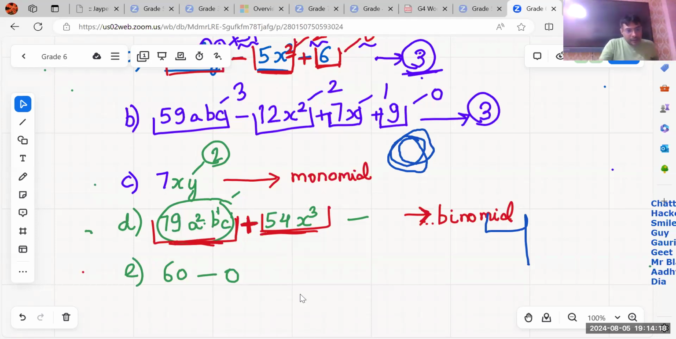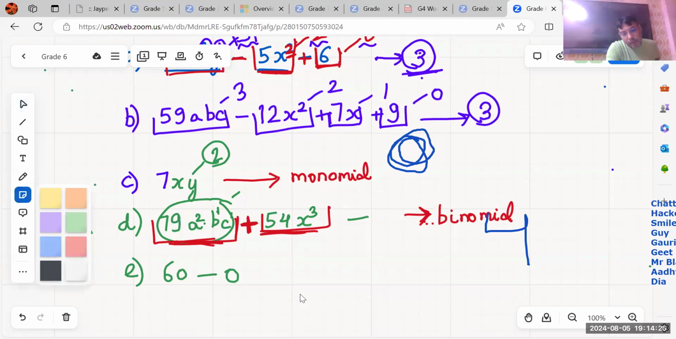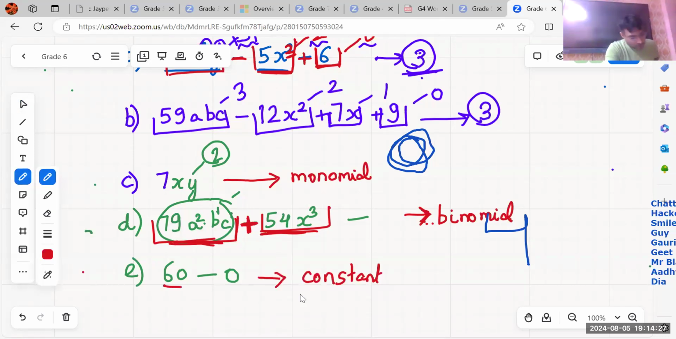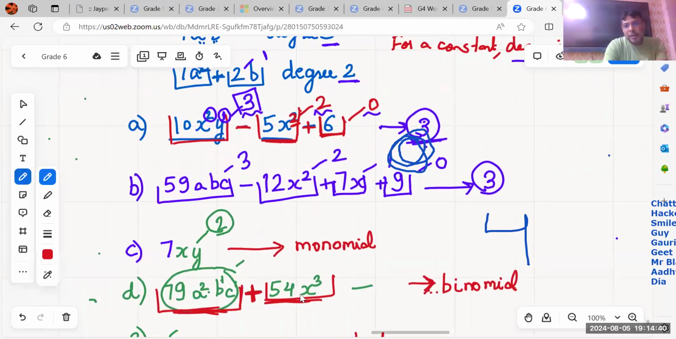Kids, if it is just a number, then this is not a polynomial. This is a constant term only. It will not be a polynomial if there is only a constant. For it to become a polynomial, it has to have the variable as well. So this is a polynomial.